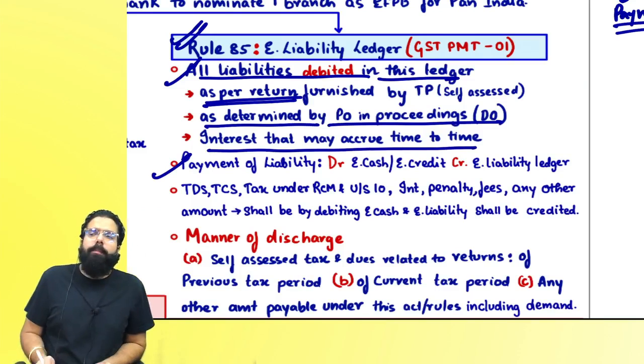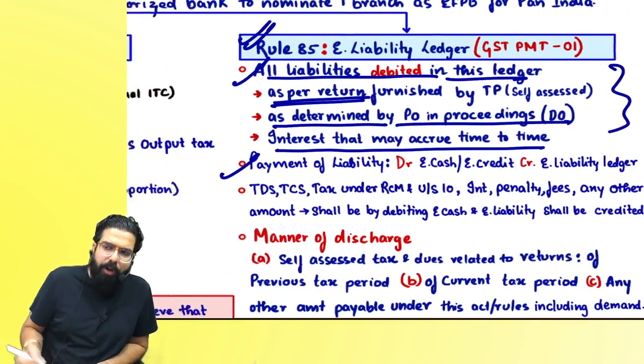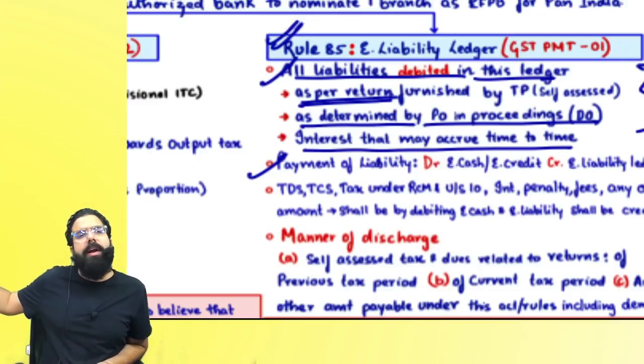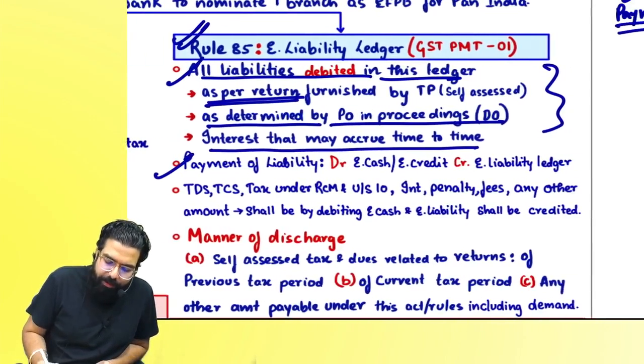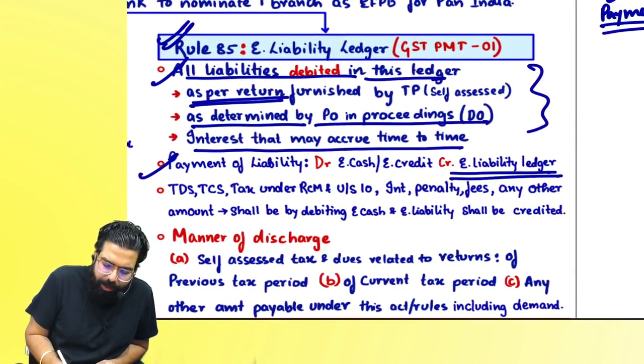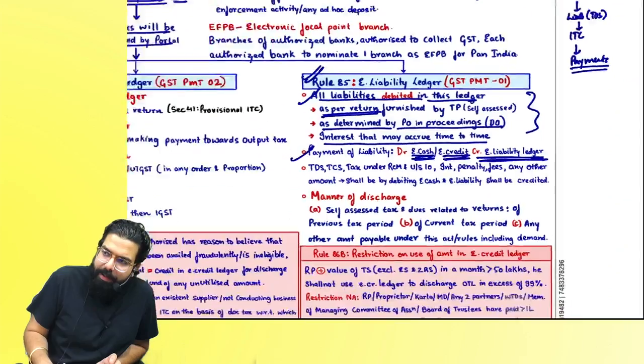How will you pay off your liability? You will pay off by first using your e-credit ledger and then e-cash ledger. So here always first e-credit ledger में amount will come from the e-liability ledger में amount will come from e-credit ledger and then e-cash ledger.